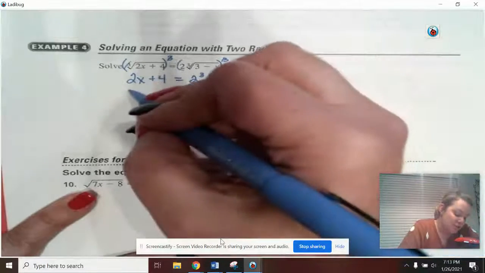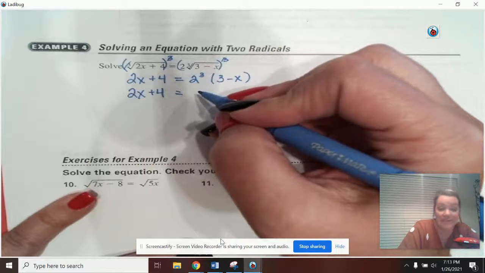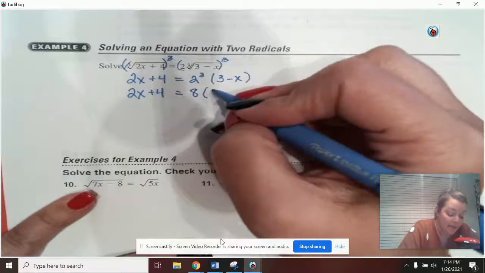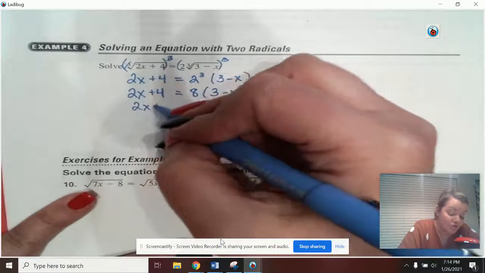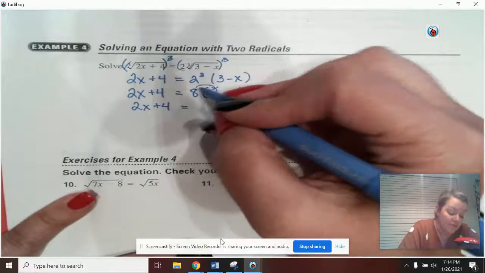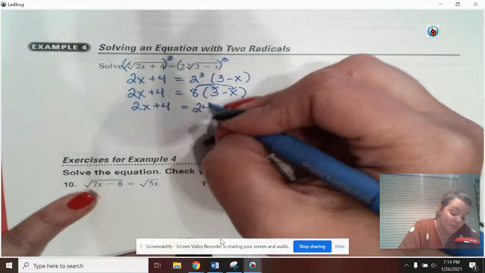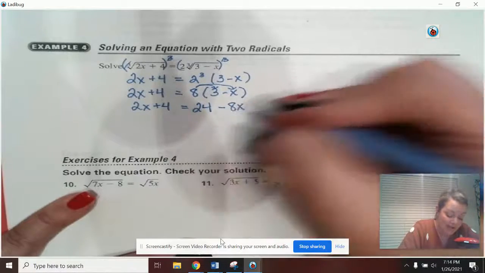All right, so 2x plus 4 equals 2 to the 3rd is 8. 2 times 2 is 4, times 2 is 8, times 3 minus x. Now I need to distribute that 8 inside the parentheses. So 8 times 3 and 8 times negative x. 8 times 3 is 24 minus 8 times x is 8x.